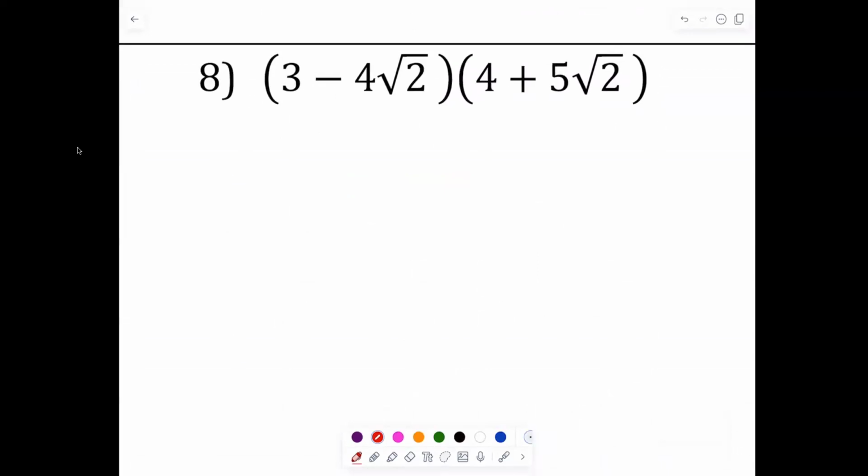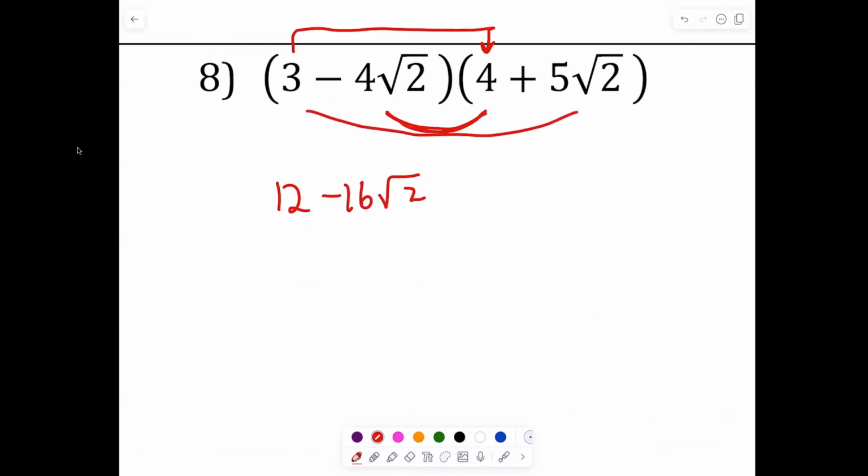Does the middle term cancel out here? No. Good job. 3 times 4. No. Smiley face number 1 is how much? -16 radical 2. Kind of feels good to know it, doesn't it? That's what happens when you work hard. Next. Plus 15 radical 2. Okay, now the hard part. -4 times +5. -20. Radical 2 times radical 2.